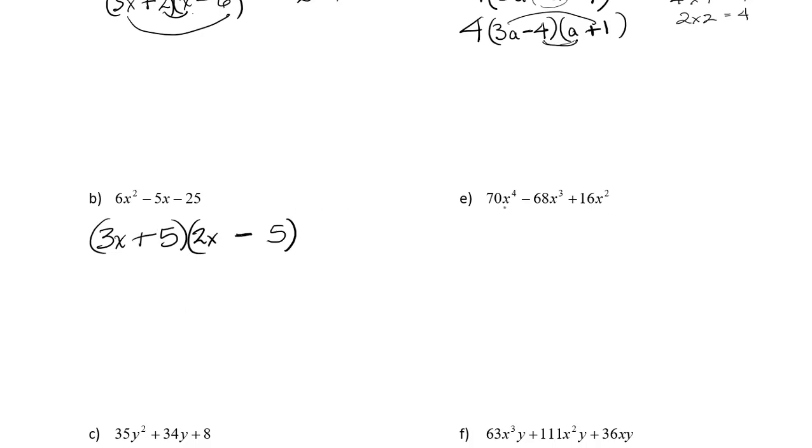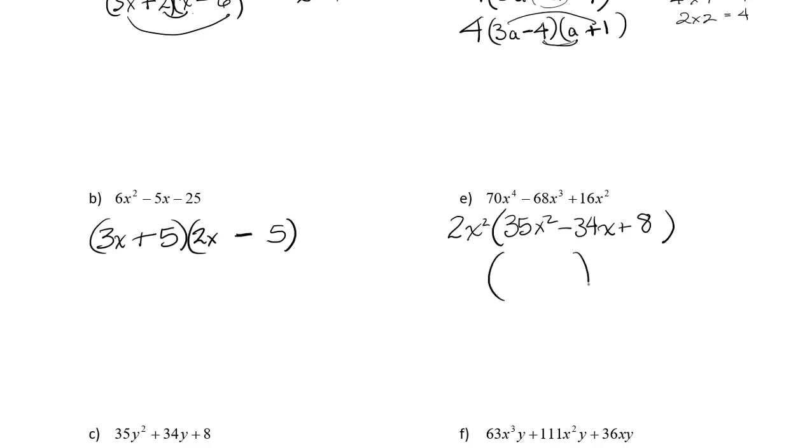Now if I look at 70x to the fourth minus 68x to the third plus 16x to the second, I clearly have an x squared as a common factor. And it looks like possibly a 2 as well. So let's factor that out. That will give me a 35x squared minus 34x plus 8. There we go.